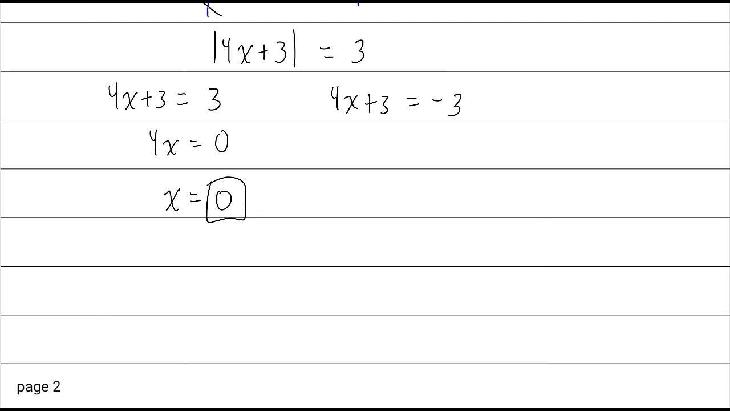Subtract 3 from both sides on the right. Negative 3 minus 3 is negative 6. Divide both sides by 4. That's negative 6 over 4. I should reduce that. It's negative 3 over 2. So those are my two solutions. And that's the first part of section 3.5, solving absolute value equations.